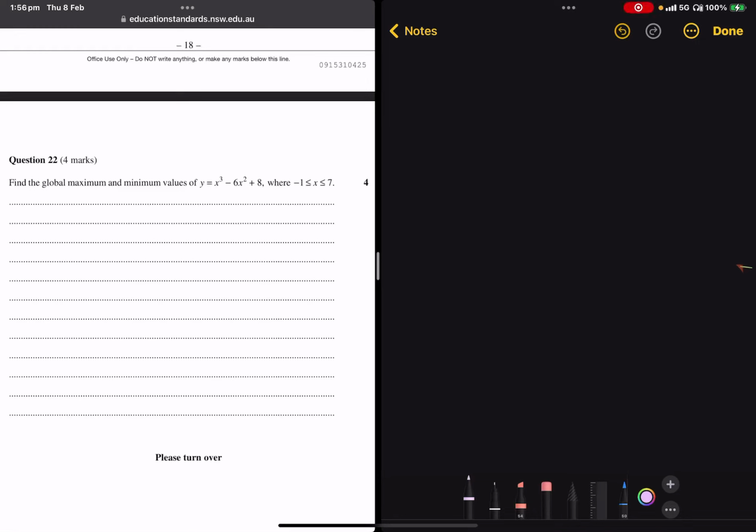Okay, so we're going to have a look at another question from the 2022 HSC Advanced Maths paper. Now this is question 22. We're told to find the global maximum and minimum values for this function where x is between -1 and 7. The function in question is a cubic, x cubed minus 6x squared plus 8. We're told x has to be greater than or equal to -1 and less than or equal to 7. So find the global maximum and minimum values.